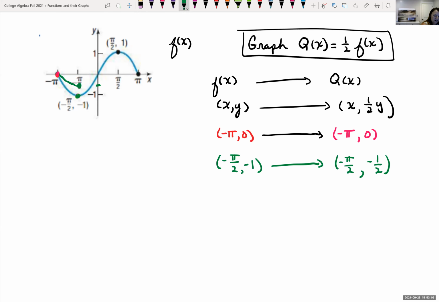Okay. My point (0, 0) in here. Well, multiplying my y value by 1/2 doesn't change that y sign, and x stays the same. So I still get that point (0, 0), so it comes up here.